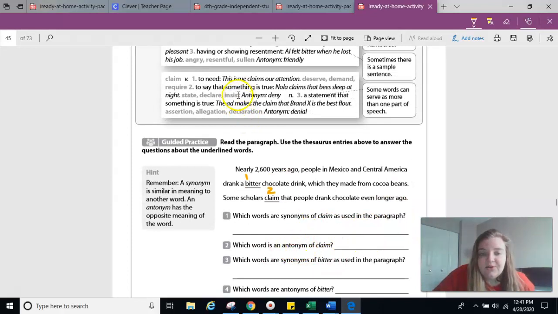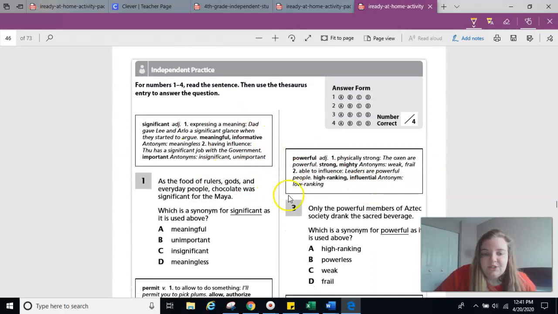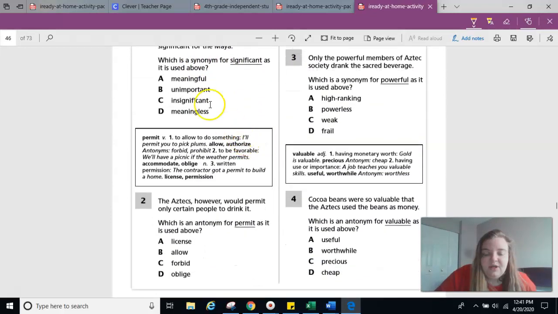Alright, so these are the synonyms in this grayish bluish color, and then the antonyms right here, antonym, deny, right there. So we're going to do the same thing for bitter in the definition of 1. And then going on to the multiple choice questions, make sure you read whether or not they want a synonym or an antonym, and make sure you are looking to where it says antonym in the thesaurus entry. So that is all for April 21st.